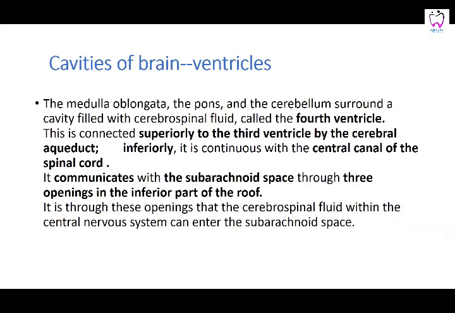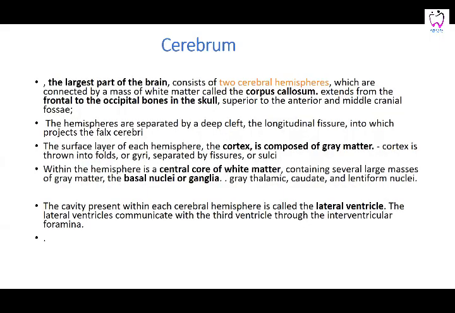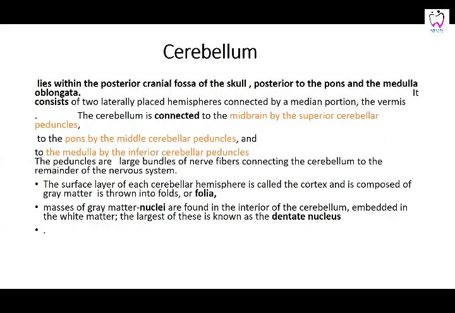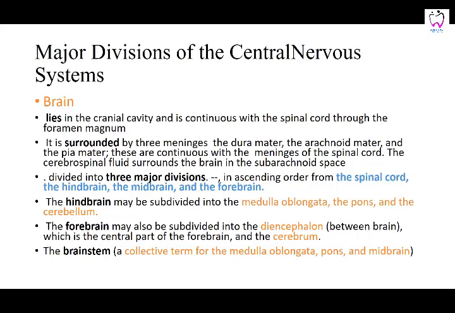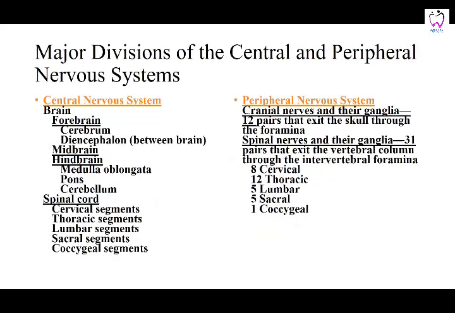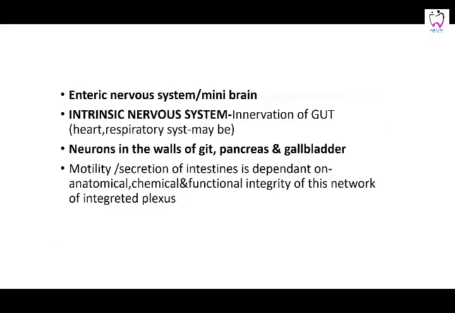So central is the brain and the spinal cord. Peripheral is all your nerves. And the ventricles are the cavities of the brain, in which the CSF circulates. And then we're going to talk about this mini nervous system, the enteric nervous system.